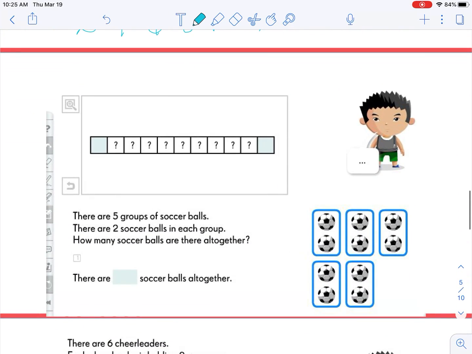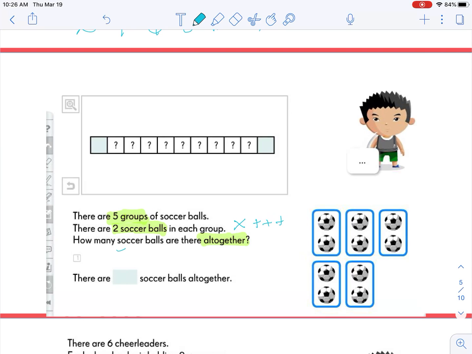Let's try the next problem. There are 5 groups of soccer balls. I'm going to highlight 5 groups. There are 2 soccer balls in each group. Okay? How many soccer balls are there all together? Remember, all together is going to tell us to multiply or do repeated addition. Okay? So, up here, they've given us 5 groups of 2 soccer balls. Okay? We again need to skip count by 2, all right, to find this answer.